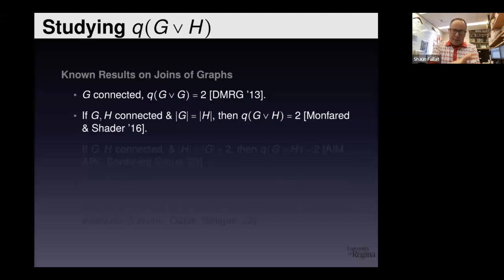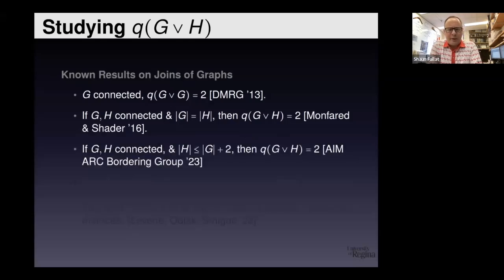Then an application of that result is this theorem. So if G and H are connected and they have the same order, the same number of vertices, then Q of their join is 2. I mean, it's sort of a dramatic extension of this result from 2013. You can push it a little further, that if the gap is at most 2, then you can still get 2. And that's about as best as you can hope for.